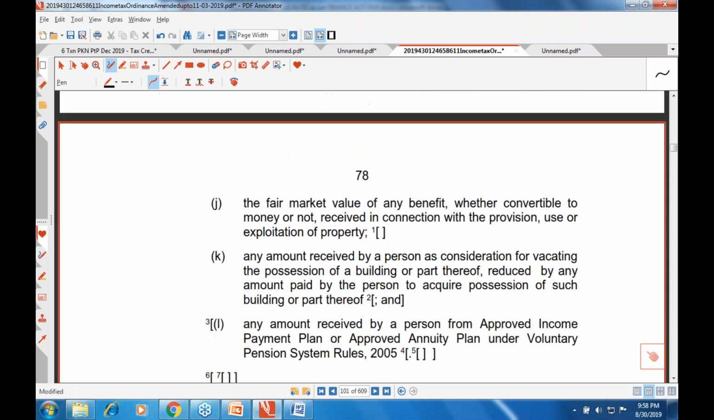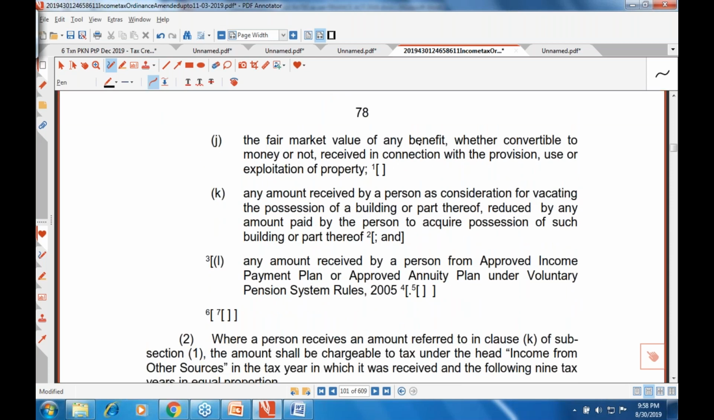Okay, next, fair market value of any benefit, whether convertible to money or not, received in connection with provision, use, or exploitation of property. Now, let's actually talk about it. Basically, if you get any money for, let's say, exploration of mineral resources or anything, that is all going to be considered as income from other source.